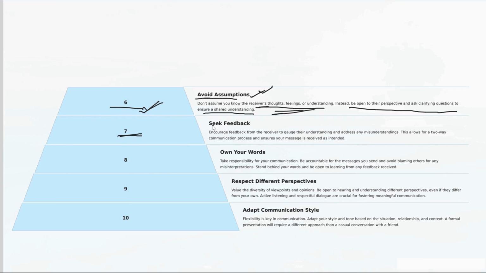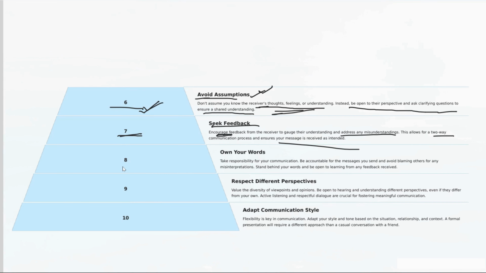Now, seek feedback. After you are done speaking, encourage people, right? Encourage so that they see that yes, we were able to understand, हमें समझ में आई चीजें, और हमें समझ में नहीं आई तो क्यों नहीं आई, और उन मिसअंडरस्टैंडिंग को भी आप एड्रेस करो, so that two-way communication is fully ensured, or the intended message was received.